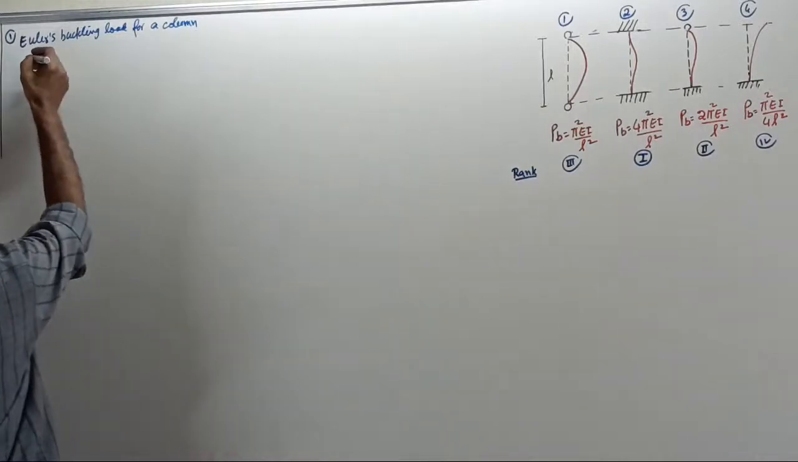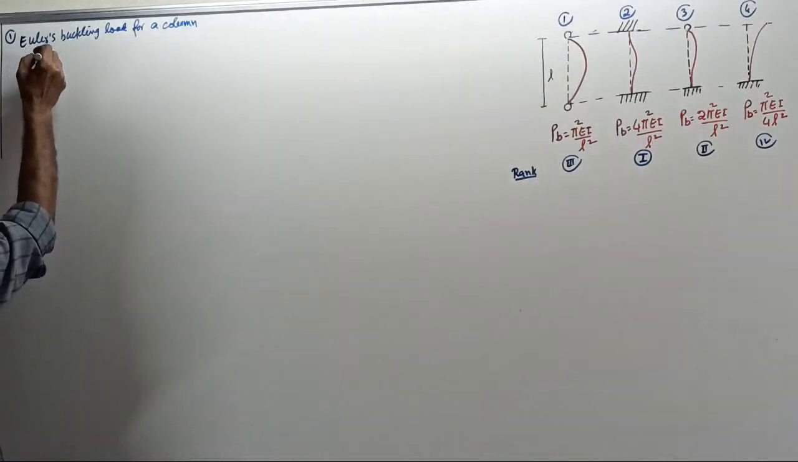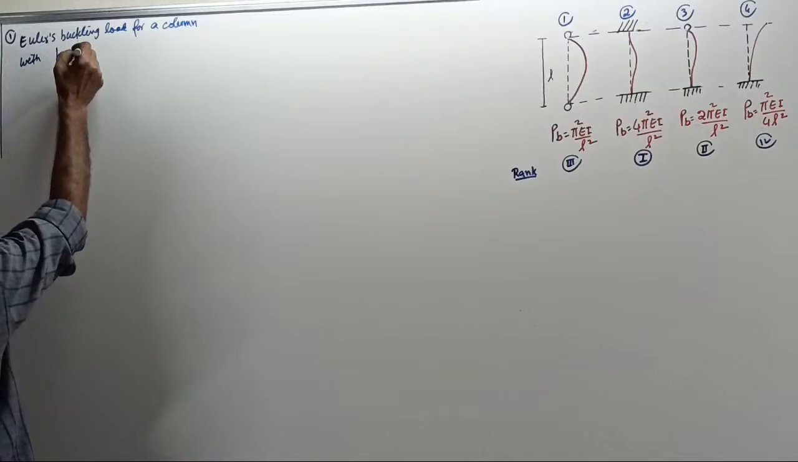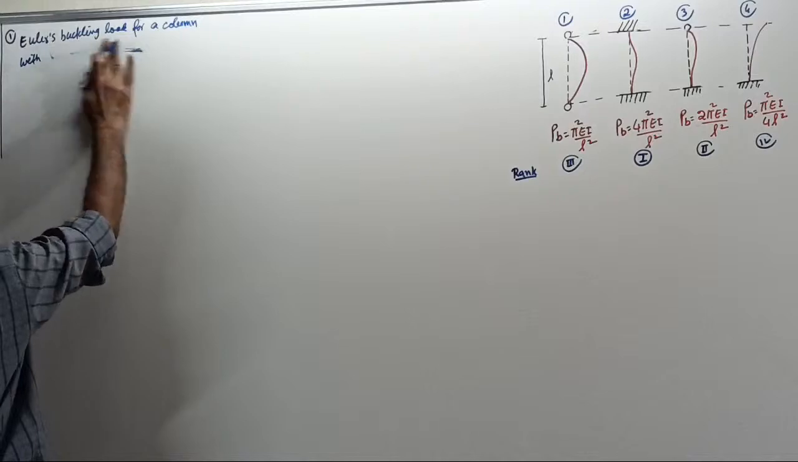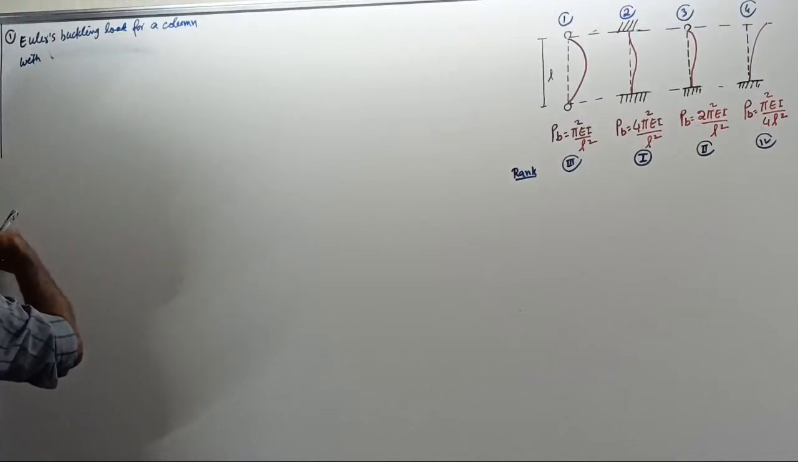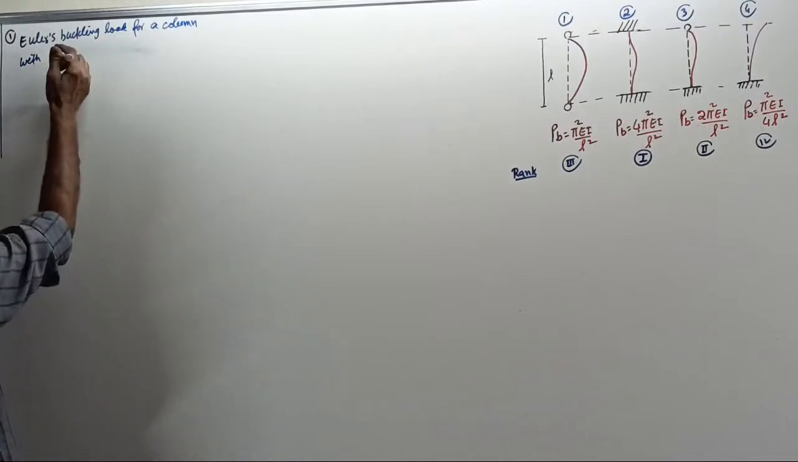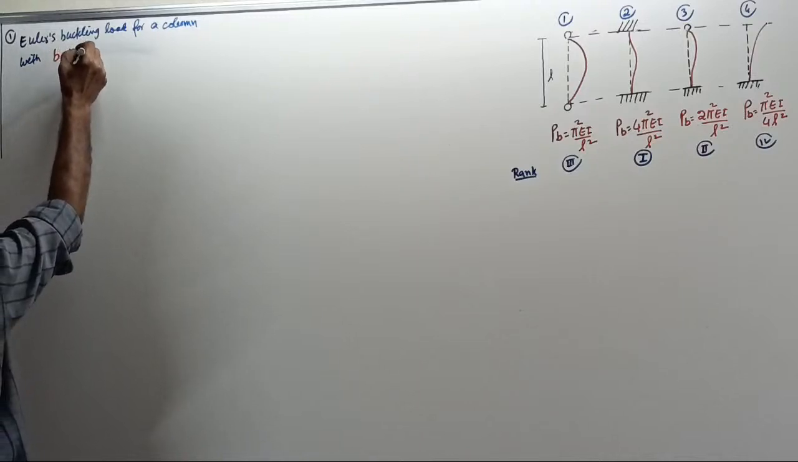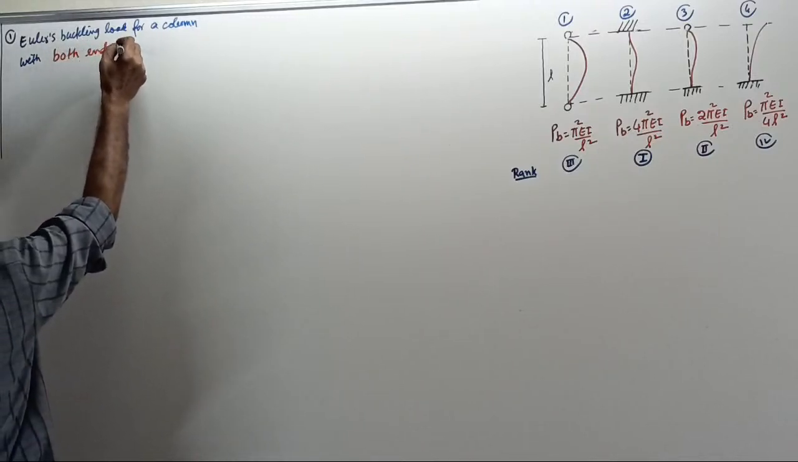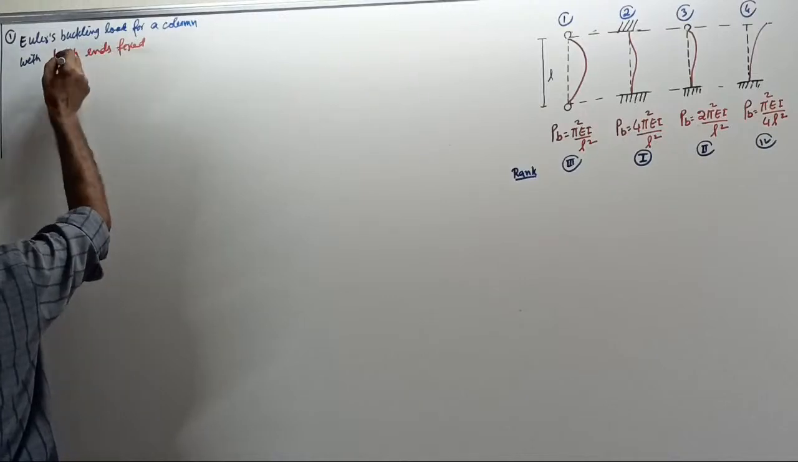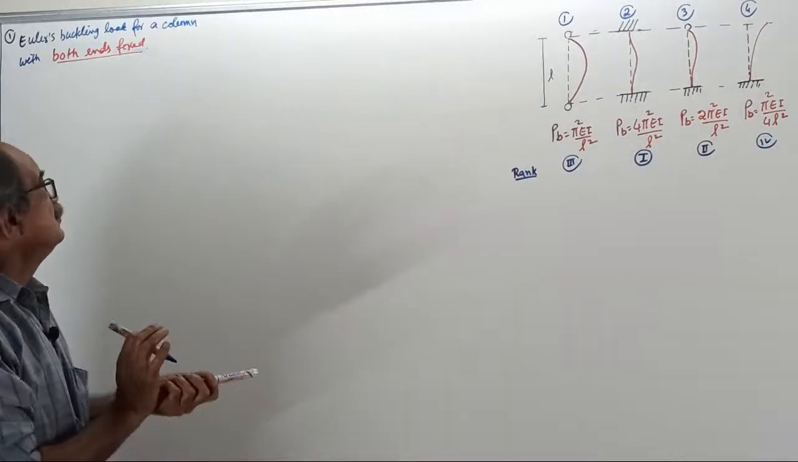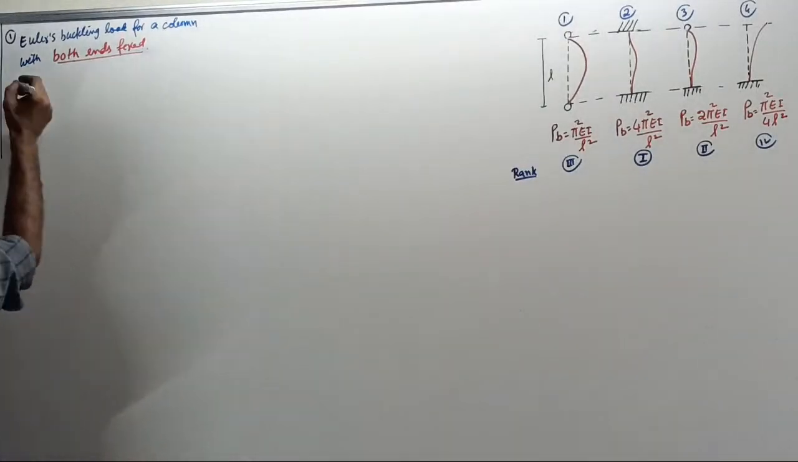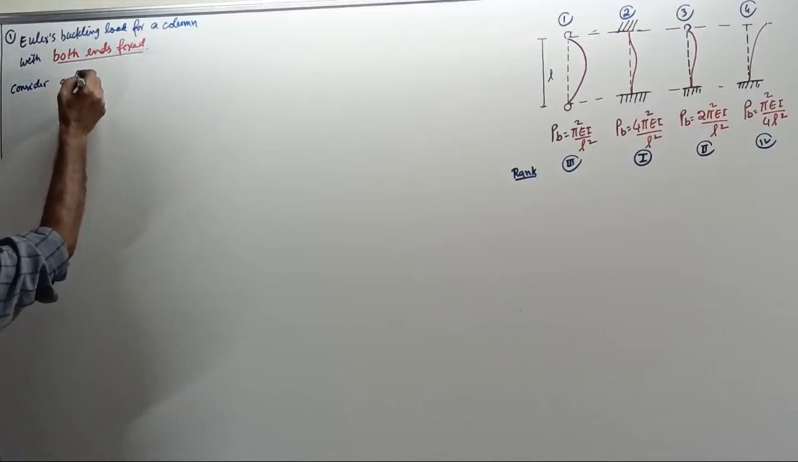For a column with both ends fixed. I put the end condition in red color. With both ends fixed. Both ends fixed. Now some standard statement you have to write. I will tell one by one now. Everywhere, the standard statement: consider a column, consider a long column.